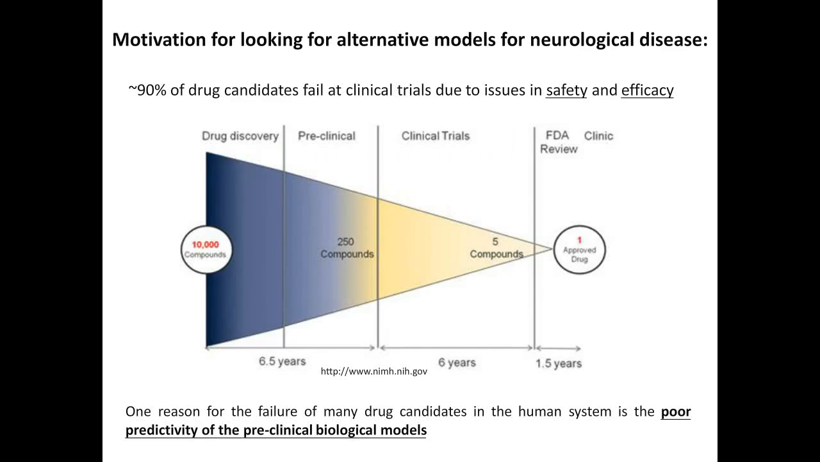I would like to start by giving you a little background on our motivation to look for alternative models to study neurological diseases. If you or someone you know is diagnosed with a neurodevelopmental, neuropsychiatric, or neurodegenerative disease, the likelihood of having any effective drug available in the market for you is really low. The reality is that approximately 90% of drug candidates fail at clinical trials due to issues in safety and efficacy. And one reason for the failure of many drug candidates in the human system is the poor predictivity of the preclinical, biological models.